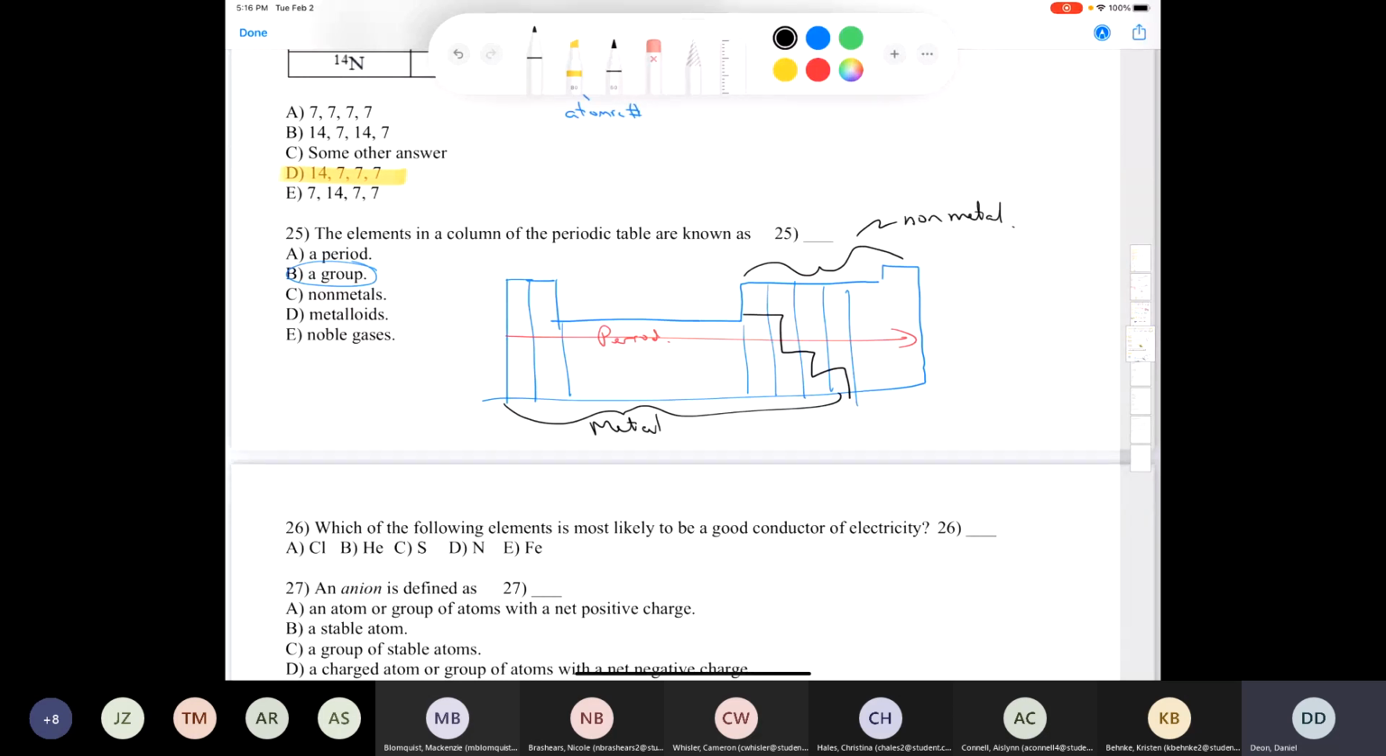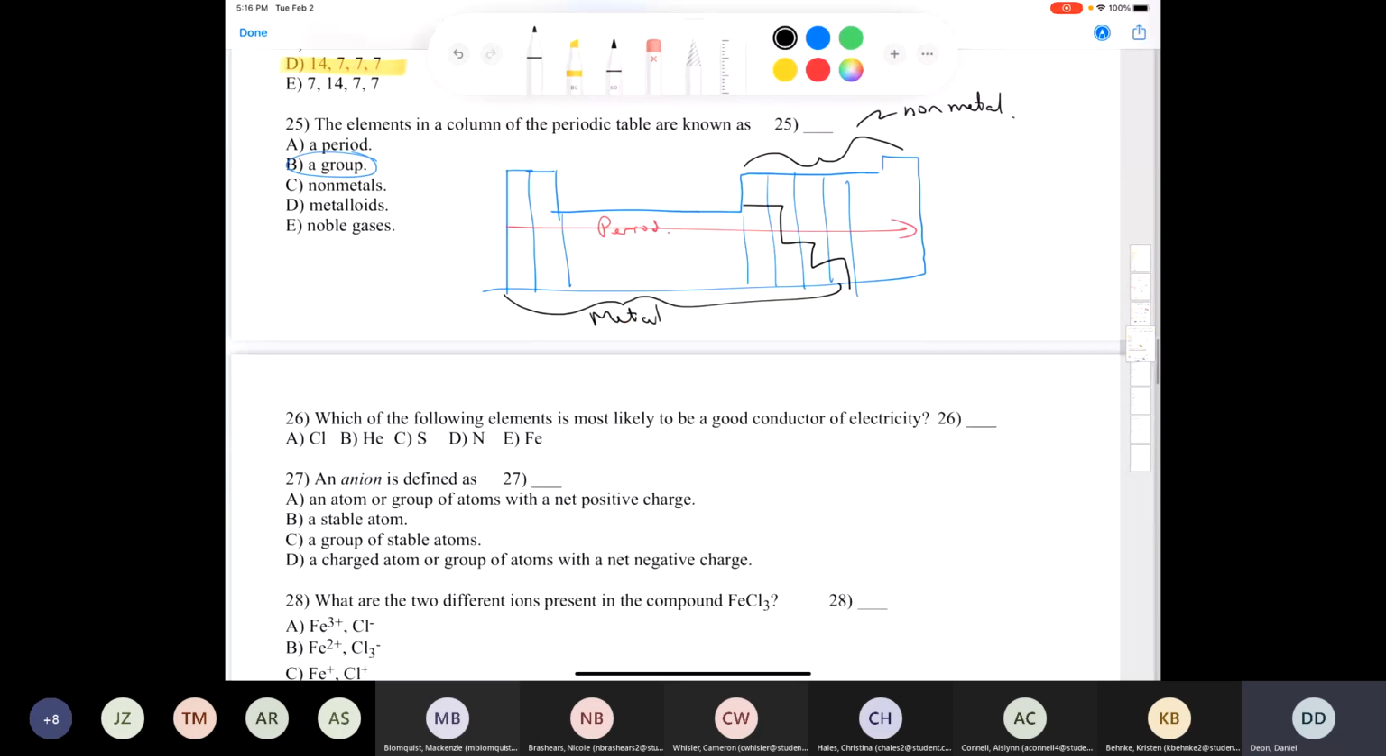Well, when we're talking about elements that are going to conduct electricity, we think of metals. Metals conduct electricity. So if I look at all 5 of these elements, I've got chlorine, helium, sulfur, nitrogen, iron. Could anybody tell me which one of those is a metal? And it's not a trick question. There's one of these that's a metal. Very common metal.